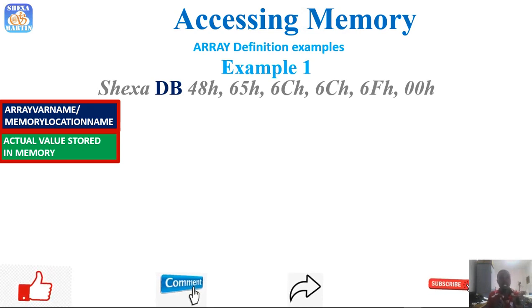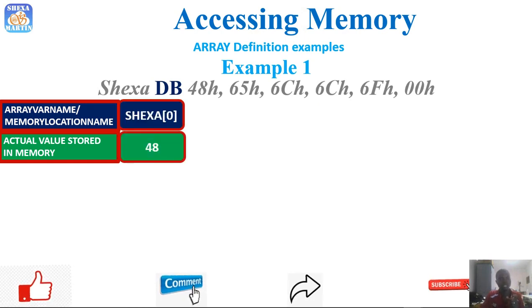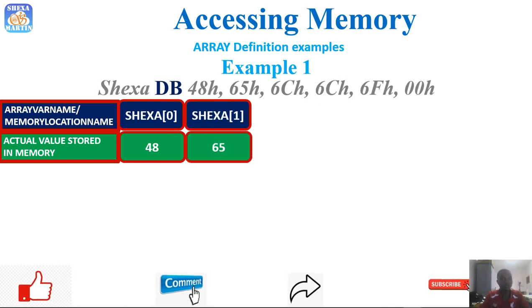Since we said an array is a series of variables, now we are saying Shexa is the first memory location, or the first variable, and then Shexa square brackets 0 is also the first. So Shexa and Shexa index 0 reside on the same memory location, right? Shexa index 0 has this value 48, as you can see. And then we have Shexa index 1.